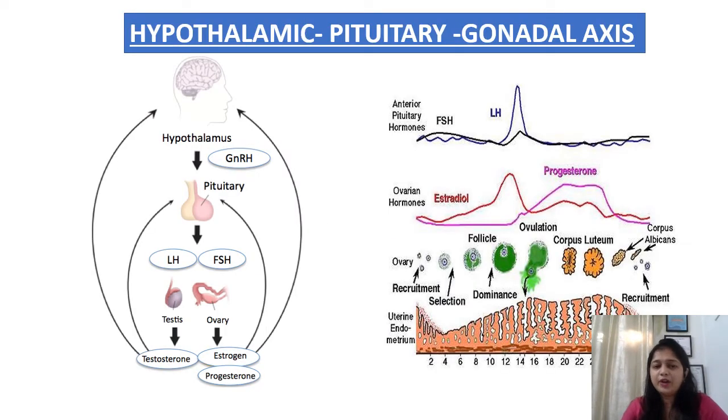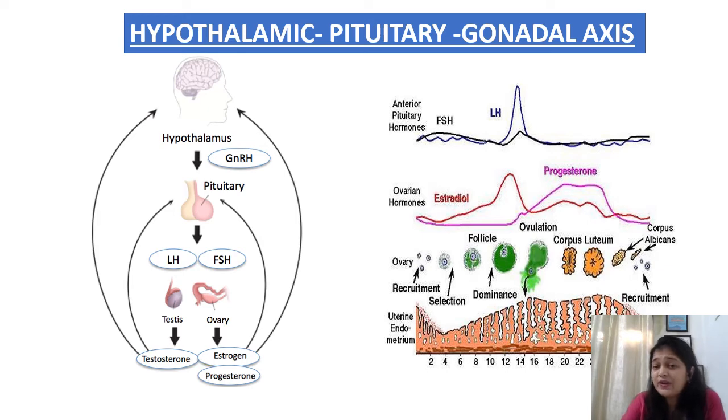Now we'll be having a quick look at the normal menstrual cycle and the hormones that tend to regulate it. As you can see in the picture, the hypothalamus releases the gonadotrophin releasing hormone to stimulate the anterior pituitary to release FSH and LH. Now FSH and LH stimulate the ovary to produce estrogen and progesterone in females. In males, FSH and LH are responsible for spermatogenesis and production of testosterone.